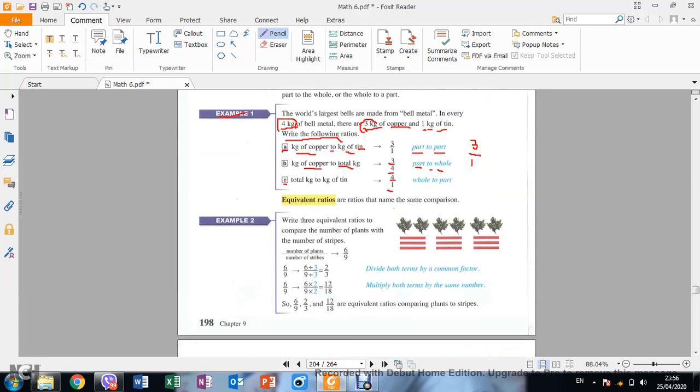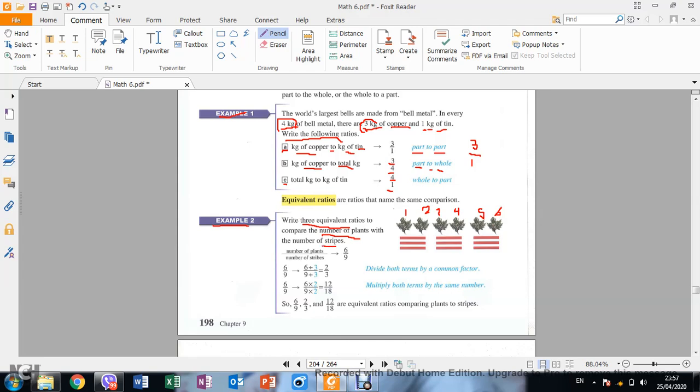How? Example 2, like how we studied equivalent fractions. Equivalent ratios are equal, but use different numbers. Example: write 3 equivalent ratios to compare the number of plants. Look, how many plants do you have? 1, 2, 3, 4, 5, and 6. We have 6 plants. So compare the number of plants with the number of strips.